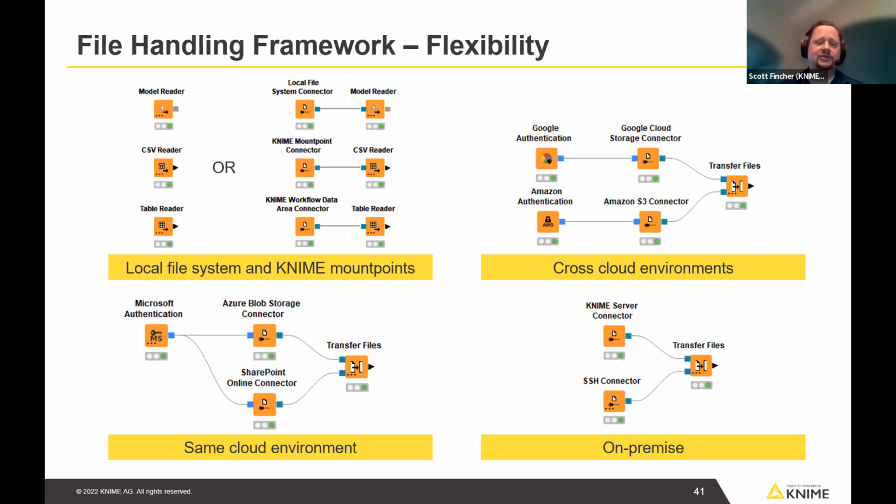And there's some other examples too, moving files within the same cloud environment, moving files on premise between your KNIME server and some other server with an SSH connection. All of this stuff is supported using the file handling framework. So if you haven't used it already, we have a pretty extensive blog post that covers all the different nodes that can be used here, how they're intended to work together, that you can follow up with.